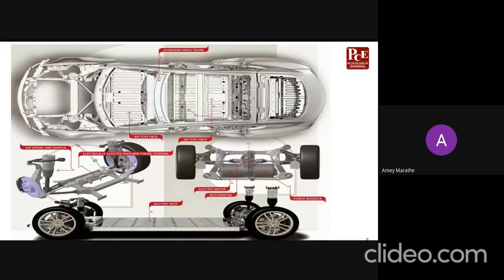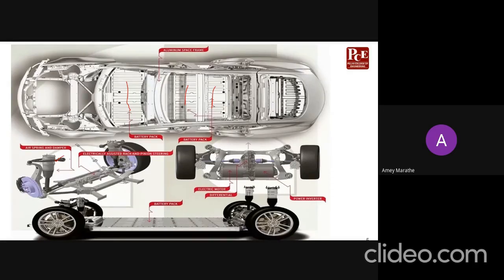So if you see the picture, if I just tear down any EV, this is how it will look like. This is the top view, and this is the side view of it. You see, we have so much storage. We have this space, this space, this space. All this space is for the battery. We have this aluminum space frame, again to make it lightweight. Then we have this air spring and damper.